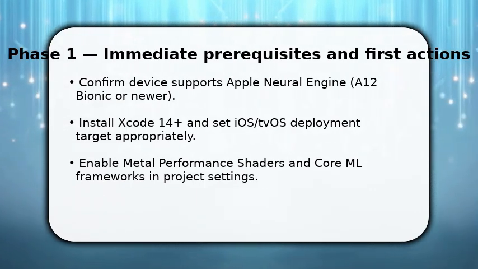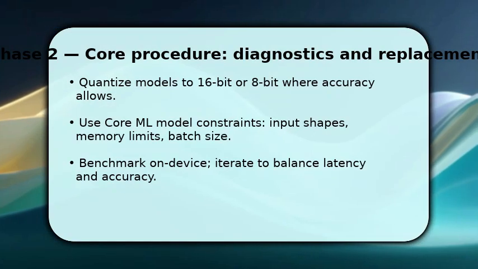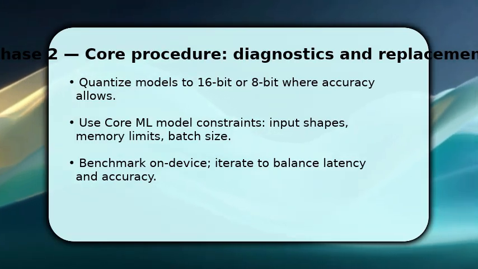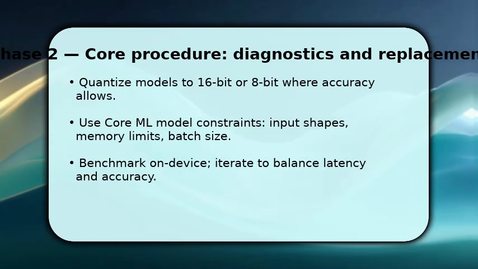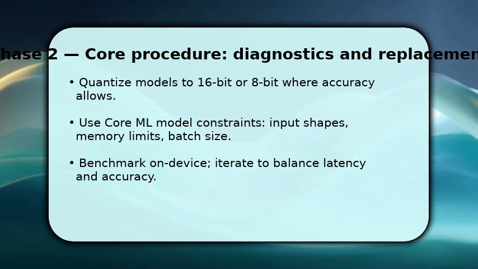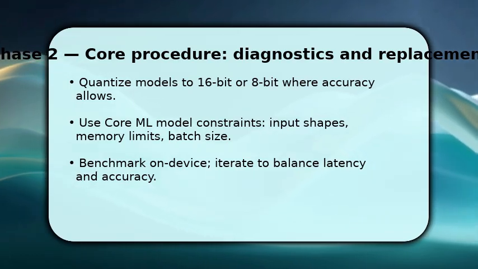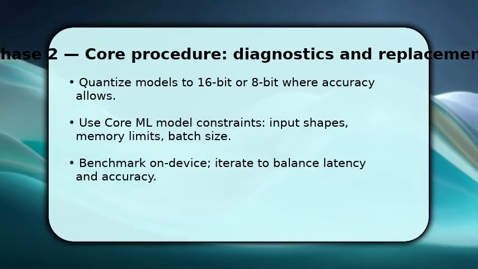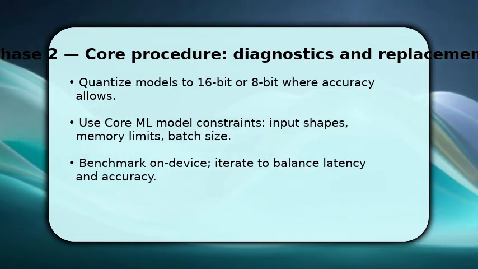You now focus on adapting your model for the ANE. Convert to Core ML, then apply quantization and pruning to reduce memory and compute. This lowers latency without sacrificing required accuracy. Once converted, set model configuration for compute units to prefer the Apple Neural Engine and tune input shapes and batch sizes to match on-device memory constraints.